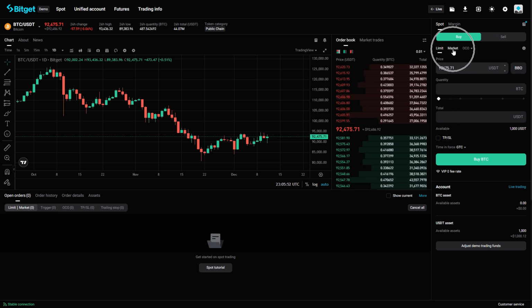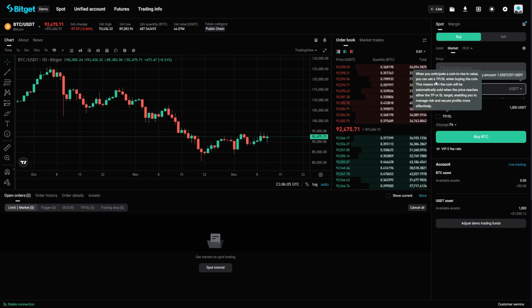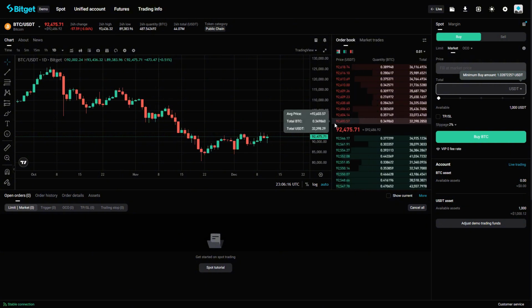A market order is the fastest way to get into a trade. You just enter the amount of Bitcoin you want to buy, click Buy BTC, and boom, you own Bitcoin instantly. The downside: you do not get to choose the exact price. You are buying at whatever the current market price is, which can sometimes be a bit higher than you expected, especially if the market is moving fast. Market orders are great if you need to get in right now and you do not want to wait.